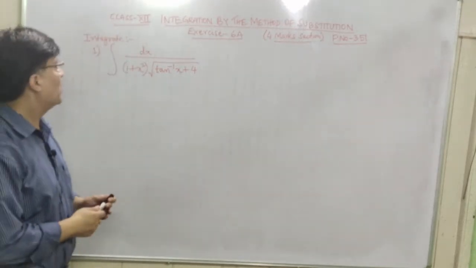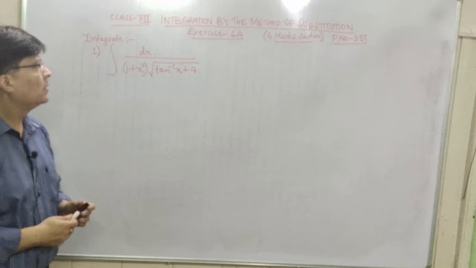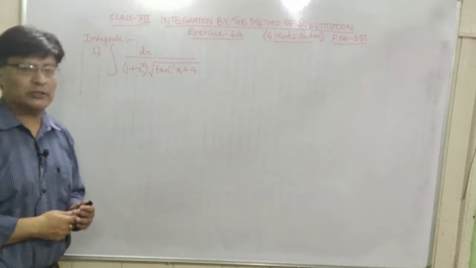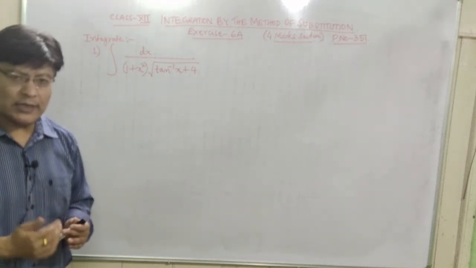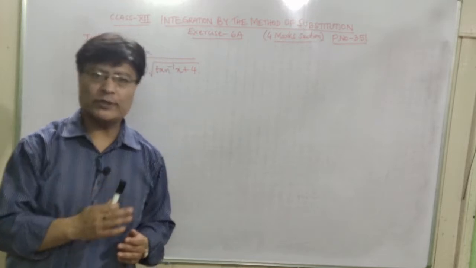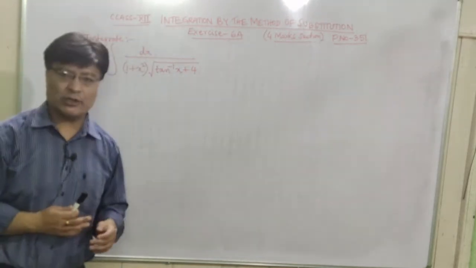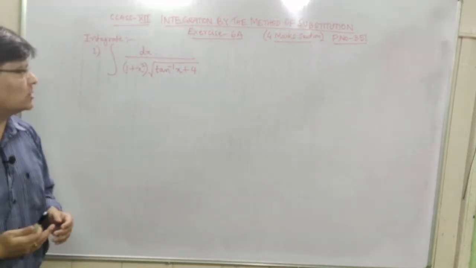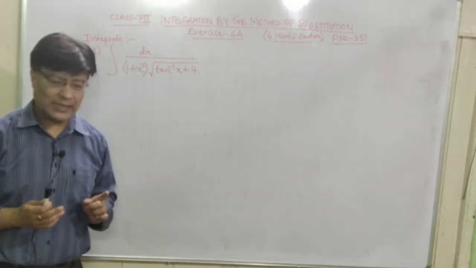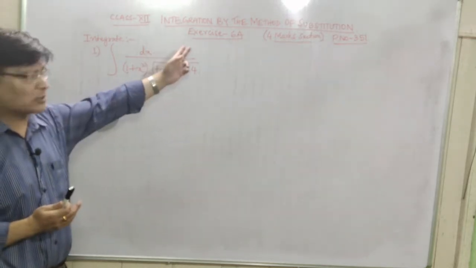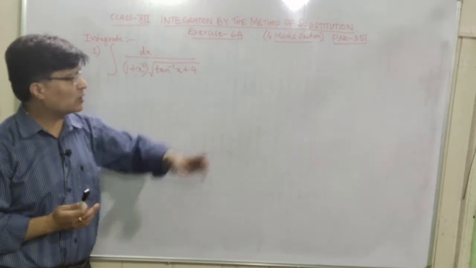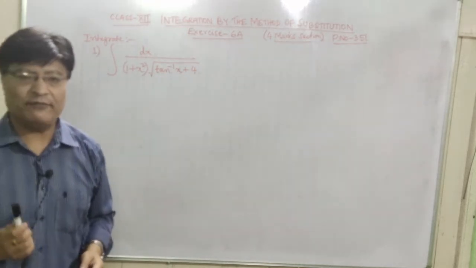So now I am doing class for class 12. The topic is integration by the method of substitution. In the last online class also we were doing the same topic, that is method of substitution. So today is the continuation class. Same exercise 6A, 4 marks section, and it is page number 351.